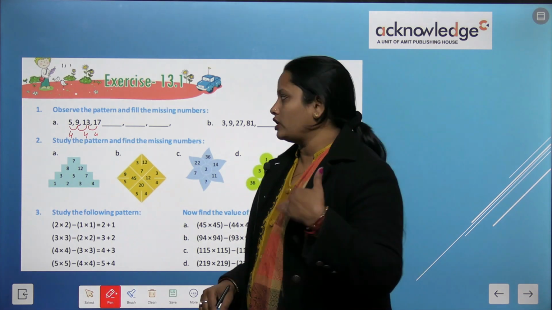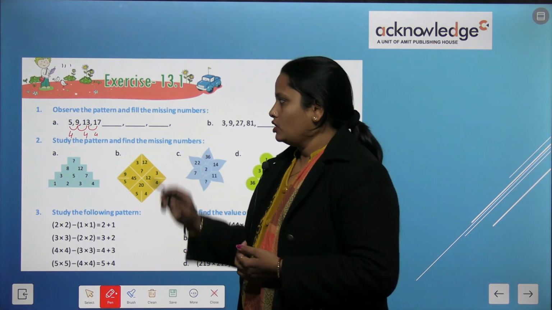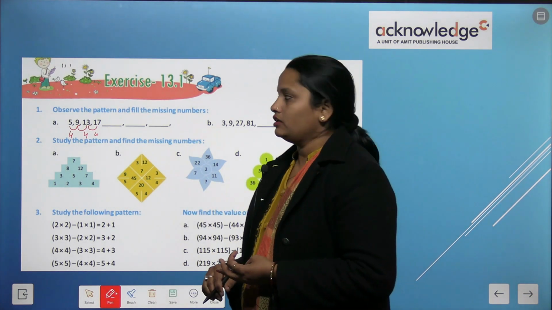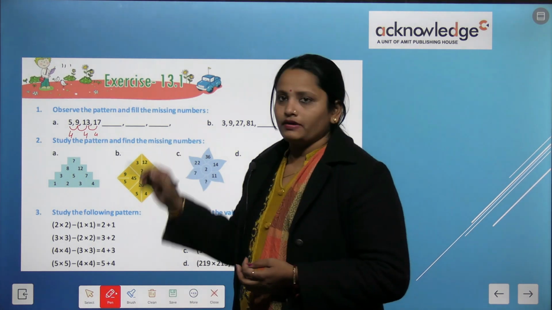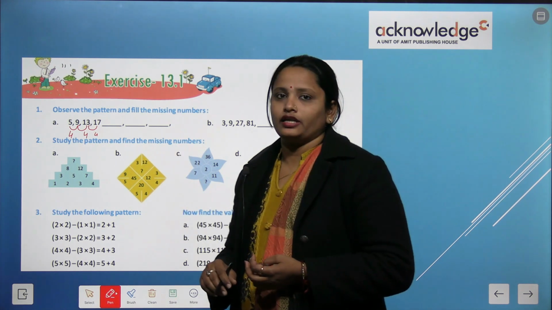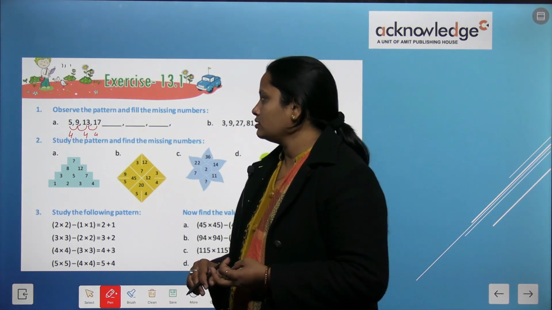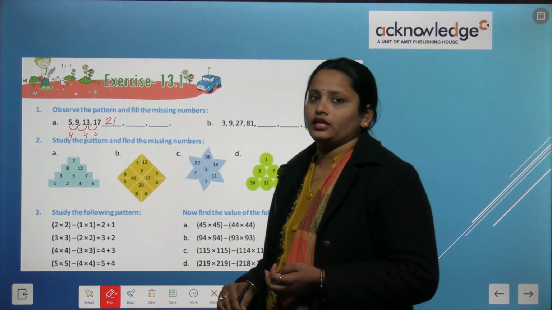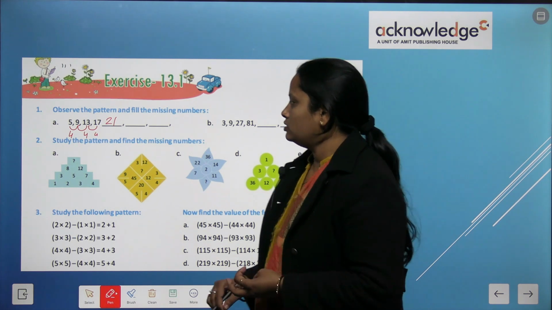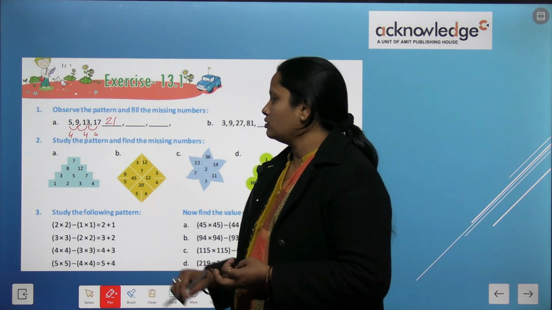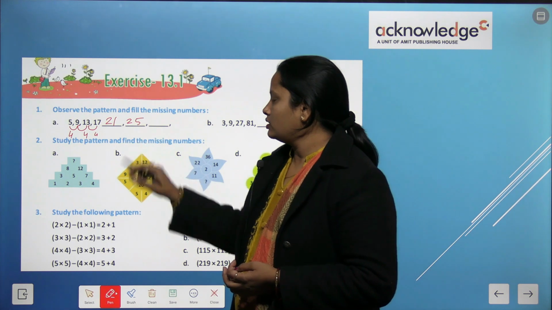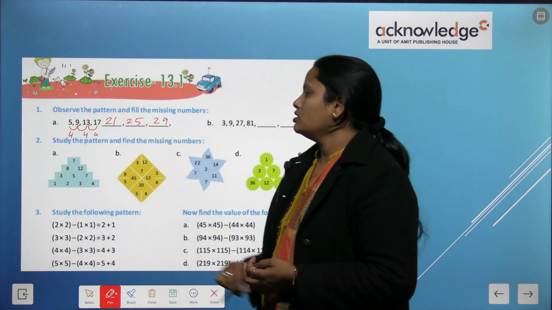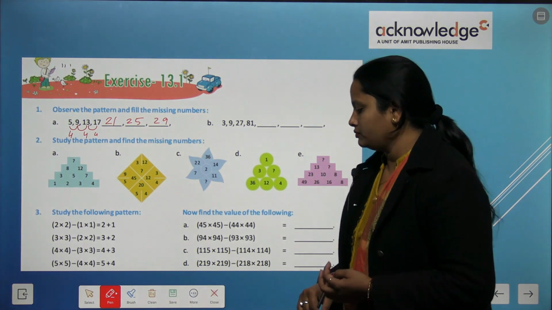हमें क्या करना है? 4 number add करते जाना है. So अब हमने 17 था तो हमने इसमें 4 ऐड किया तो 21 आया. अब 21 में हम 4 ऐड करेंगे तो आंसर आएगा 25. Now 29. So this is the answer, children.